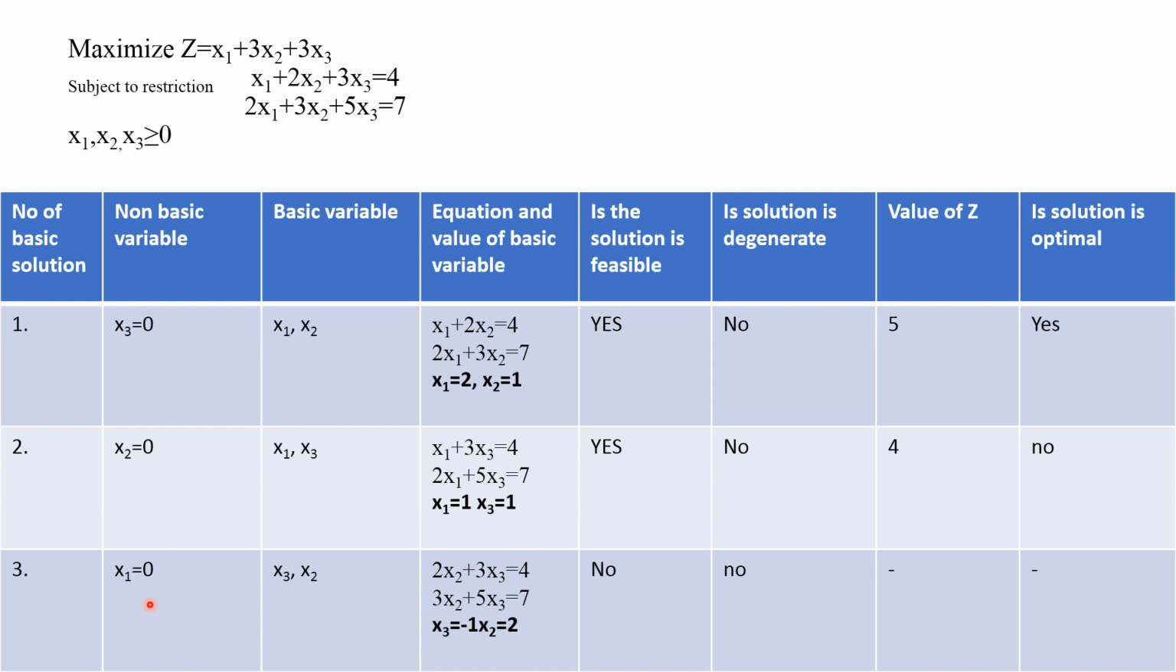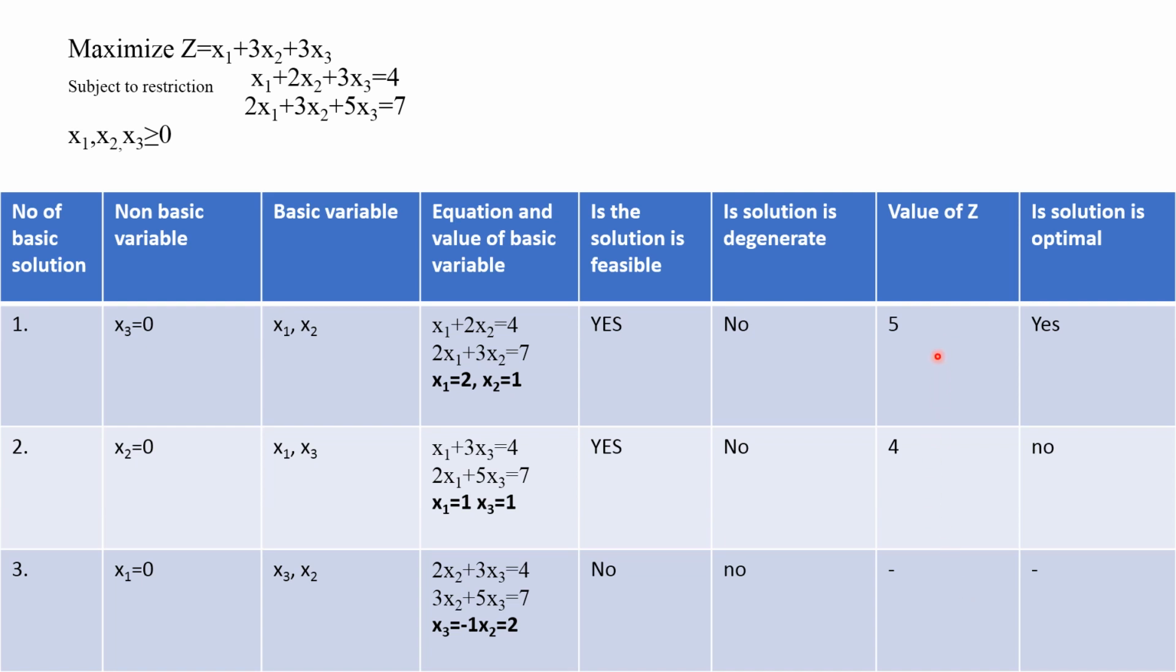In the last section, x1 is equal to 0, and x3 and x2 will be there. So x3 is equal to minus 1 and x2 is equal to 2. Is the solution feasible? No. Why no? Because we have to find values which are greater than or equal to 0, and here we have an x3 value which is less than 0. You can see x3 is minus 1, so the solution is not feasible, not degenerate. The value of z we do not need to find because it does not satisfy our non-negative restriction.